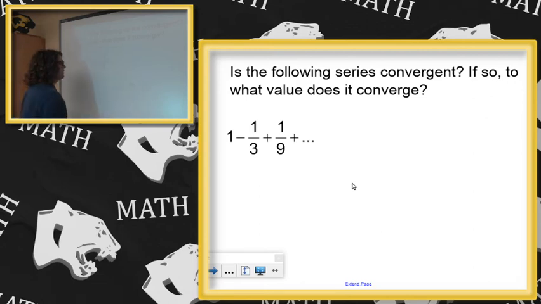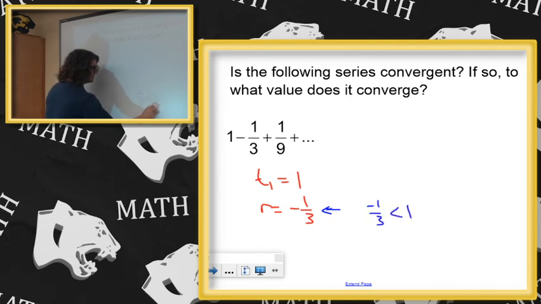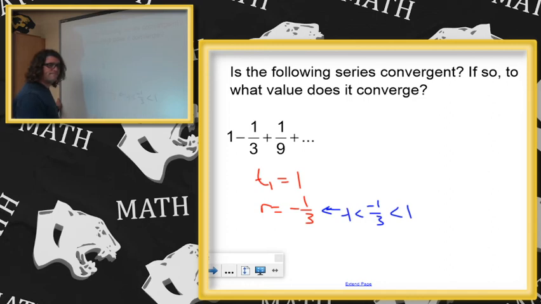All right, so first of all, T1 is 1. Negative 1/3 is our step. So multiply by negative 1/3, you get a third. Multiply by negative 1/3, you get a 9th. That's good. So we get a common ratio of negative 1/3. This is definitely between negative 1 and 1. So this is a convergent series.